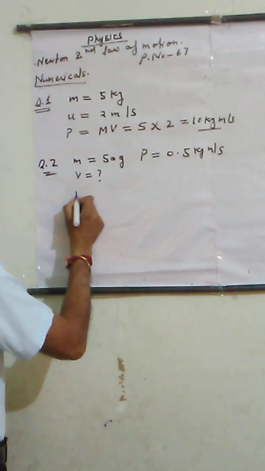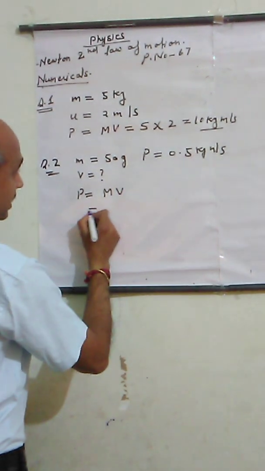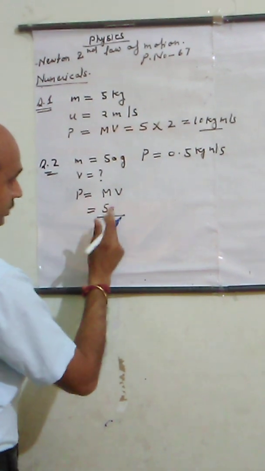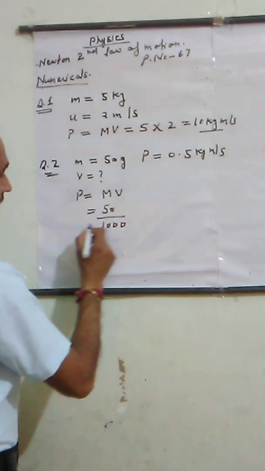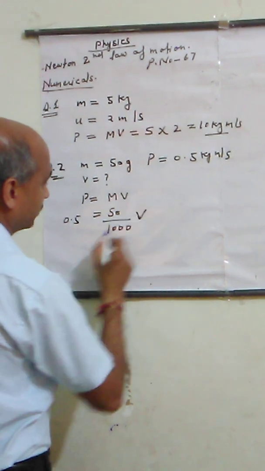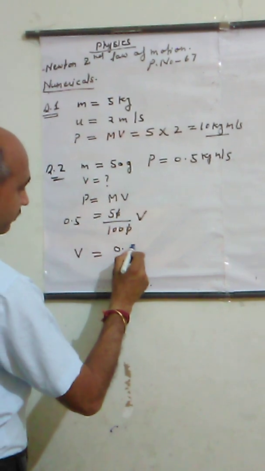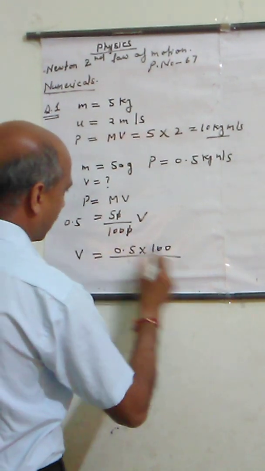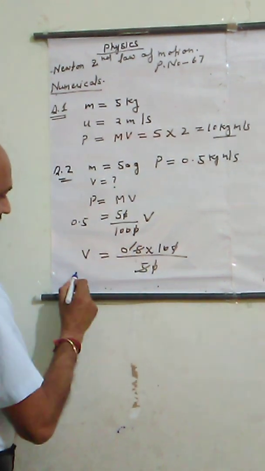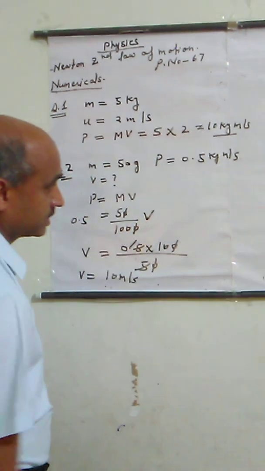So we know that momentum equals the product of mass and velocity. So we can put the values. The mass is given to us, it is 50 grams. So 50 grams can be changed into kg by dividing it by 1000. Momentum, the value is given to us, it is 0.5, and into v. So v we have to find. So 0 cancels with 0, so we get 0.5 into 100 upon 5. Cancel 5 and 5. So velocity will be how much? It will be 10 meter per second. So this is the velocity.